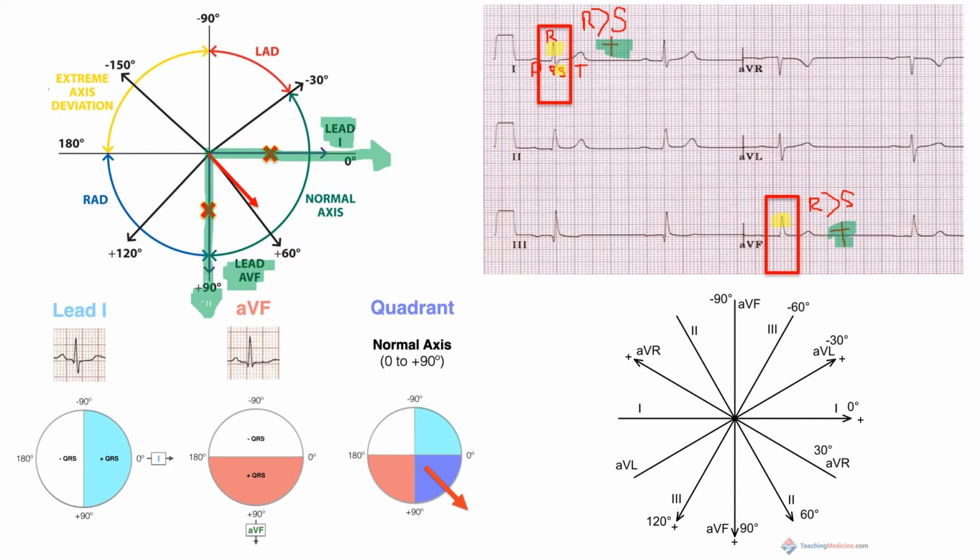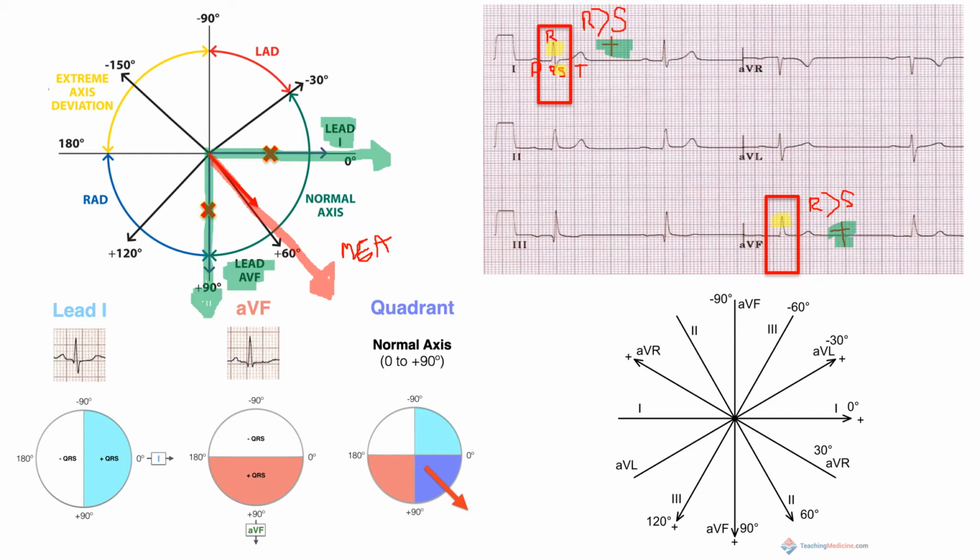Now, to figure out the mean electrical axis, all you have to do is draw an arrow in between those two vectors, and that would be your mean electrical axis. I'm just going to abbreviate it right here. So that's your mean electrical axis right there. Now, there is another way of doing it instead of drawing out the vectors this way, which I think is really the easiest way.